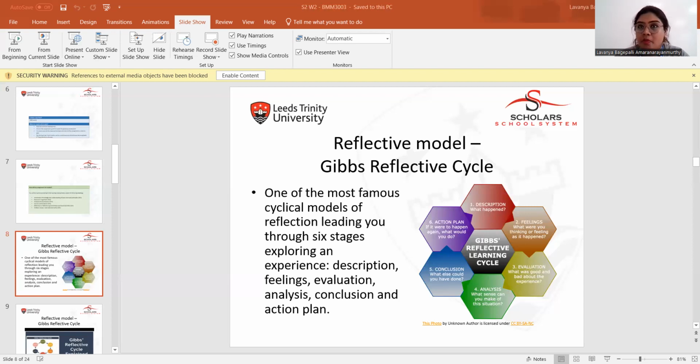Yeah, and the helpful questions that you might ask to answer this evaluation part are: what was good and bad about the experience, what went well, what did not go so well, and what did you and other people contribute to the situation. It might be positively or negatively. So these questions will help you to answer the evaluation part.